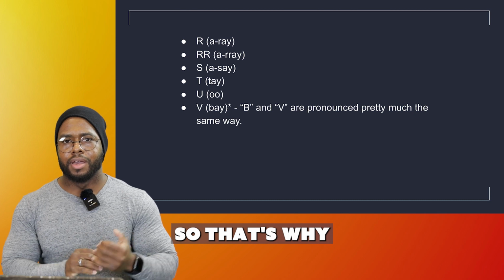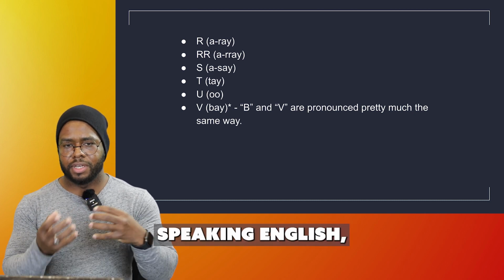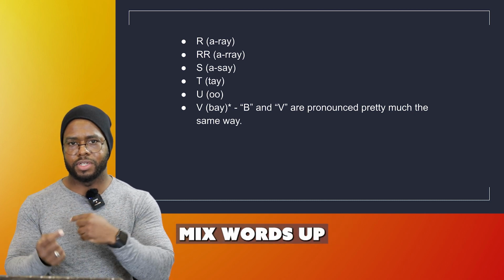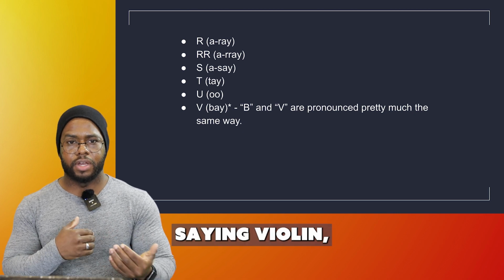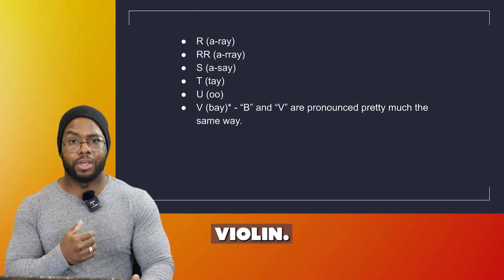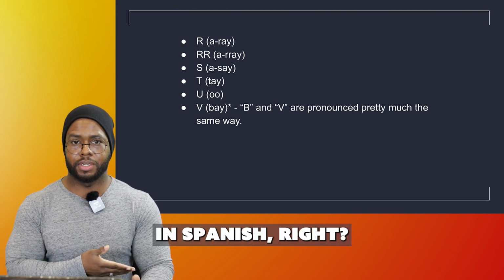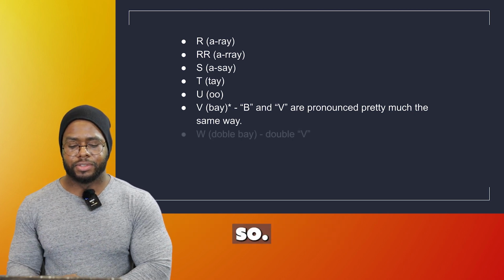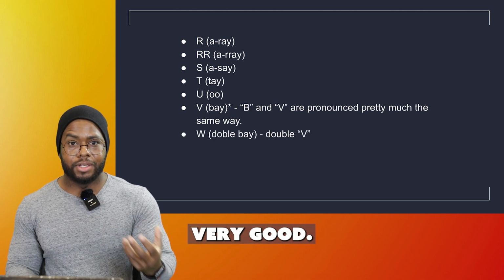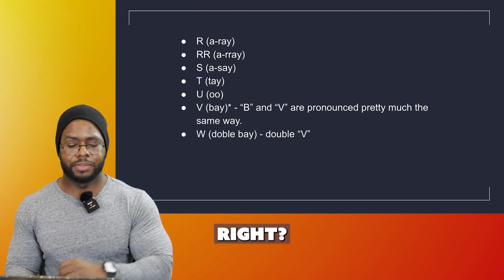So that's why if you hear a Spanish speaker speaking English, sometimes they mix words up like that. So instead of saying violin, they would say biolin, because the V and the B are the same sound pretty much in Spanish, right? Or "very good", they say "bery good". You hear that as well, right?